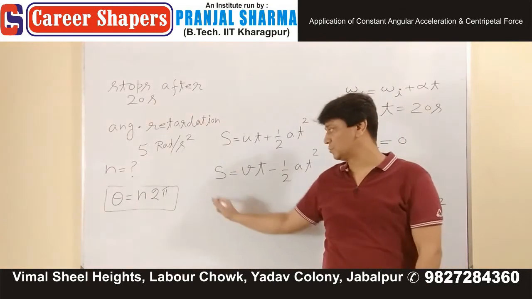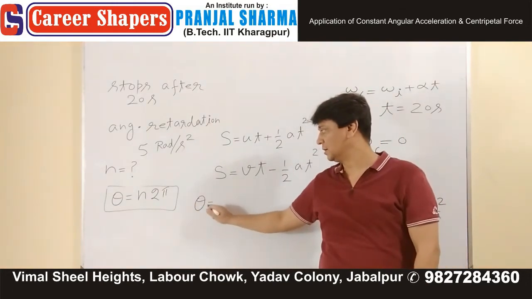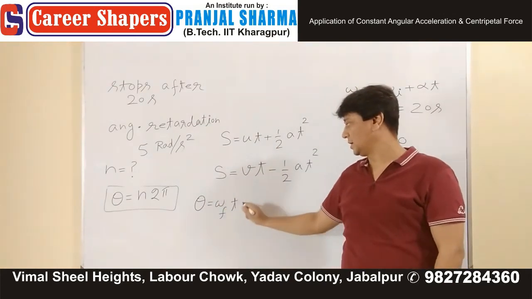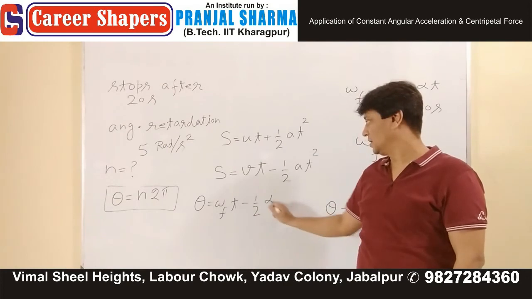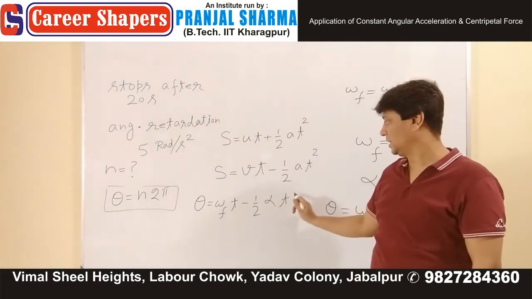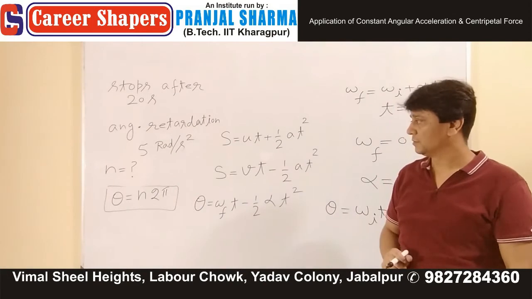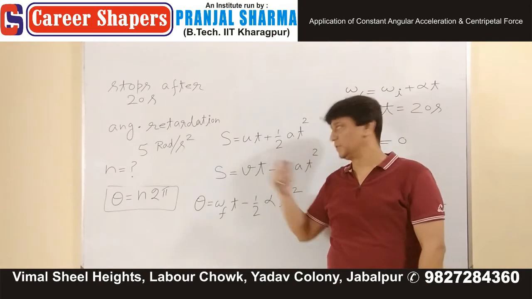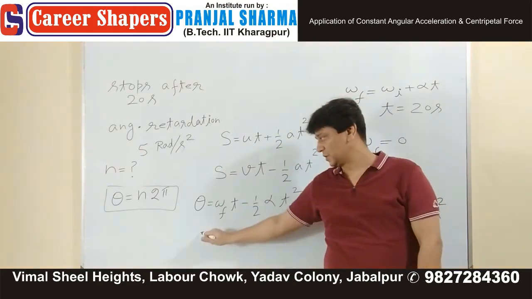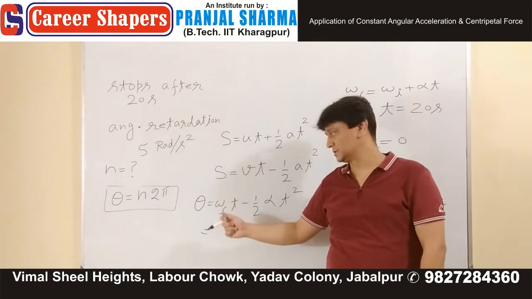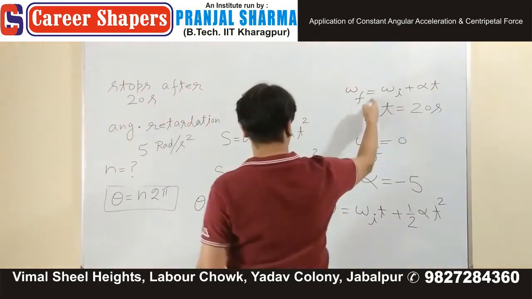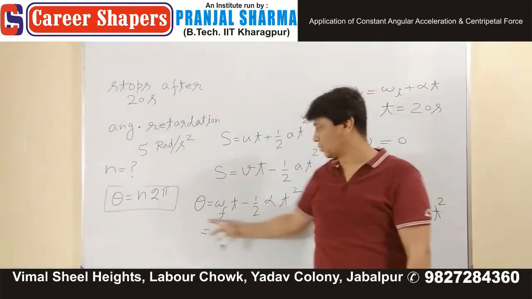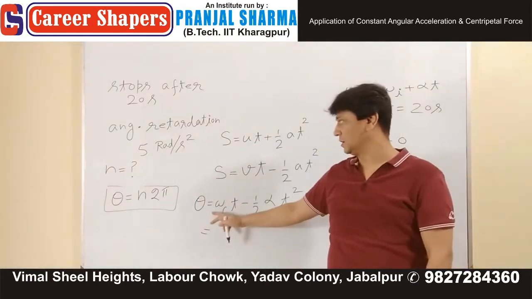So for us, the question is this: theta equals omega final t minus half alpha t square. Just to give you an idea of this equation, I am giving you this particular question. What is omega final? Look how easy it is. Instead of using the other equation first and then putting values in, you can save a lot of time if you use these equations. So what's the value of omega final?